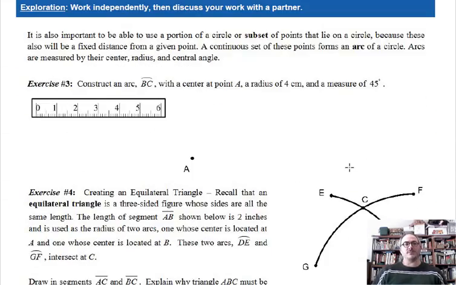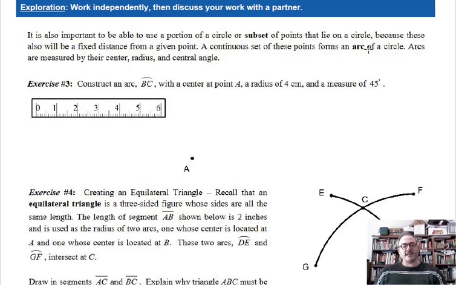So moving into the exploration for today. It's very important to be able to use a portion of a circle, or a subset of points that lie on a circle. Circles are useful because all the points are equidistant. We can use circles to do all sorts of interesting things in geometry.